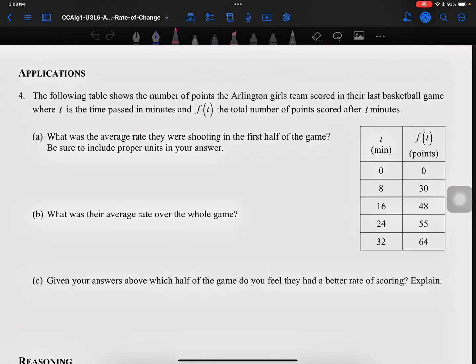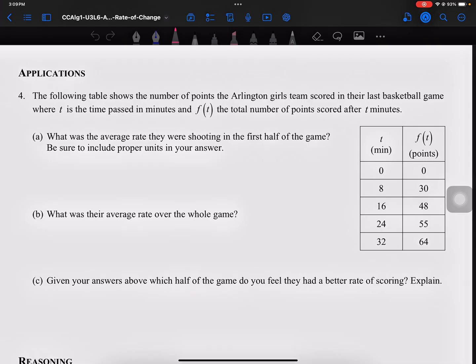Now we'll apply what we learned about average rate of change to a real life situation, a basketball game. The table shows how many total points the Arlington's girls team had scored after different times in the game. The time T is in minutes and F(T) is the total point score. So we'll find how quickly they were scoring. That means how many points they scored on average per minute.